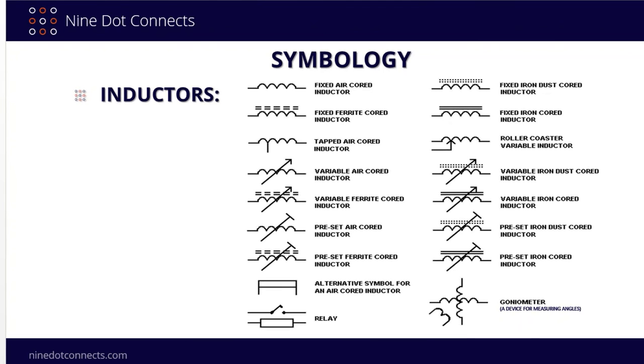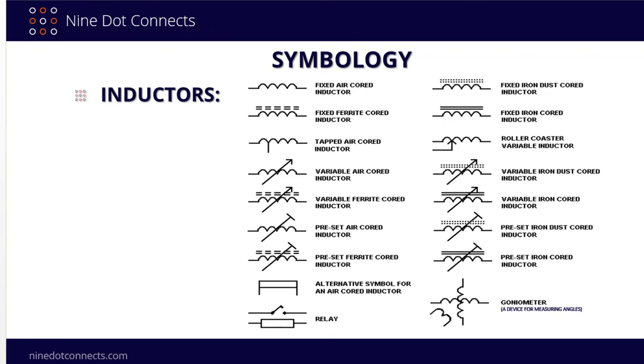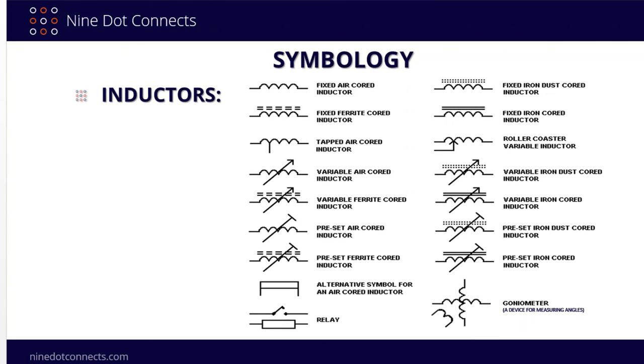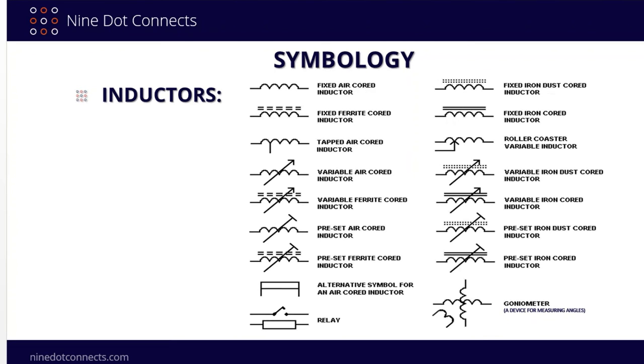Later they decided that they didn't have to just use lamination, so they could grind up the iron and push it together into a mold and then sinter it into a block and form various shapes. And those were basically powdered iron or iron dust type things that were sintered together. That's in the upper right hand corner, shown by a series of dots in two lines instead. Sometimes there's three lines instead of two. Fixed ferrite inductors had to have a different symbol, so instead they used dashed lines, as shown second down on the left.